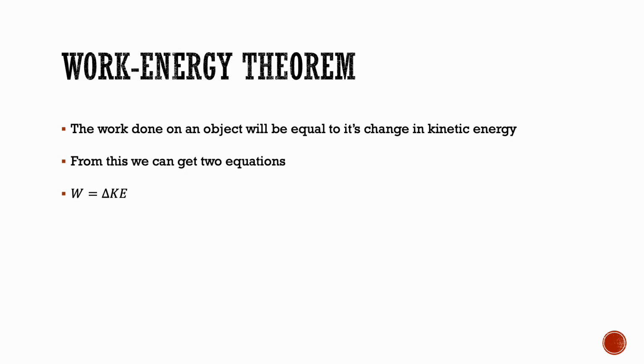in formulas for both our work and our change in kinetic energy, which gives us our force parallel times our distance is equal to 1/2 our mass times our final velocity squared minus our initial velocity squared. So we'll utilize this in a couple examples.